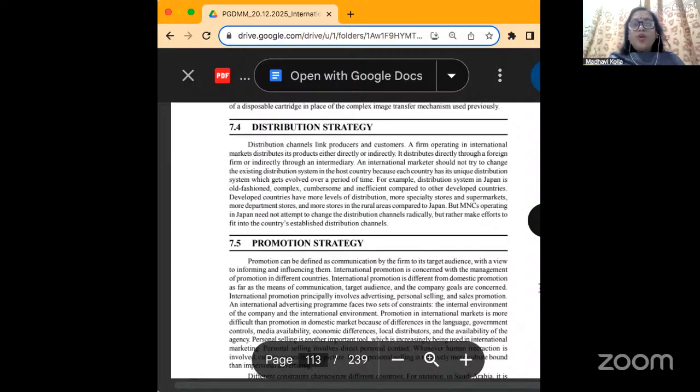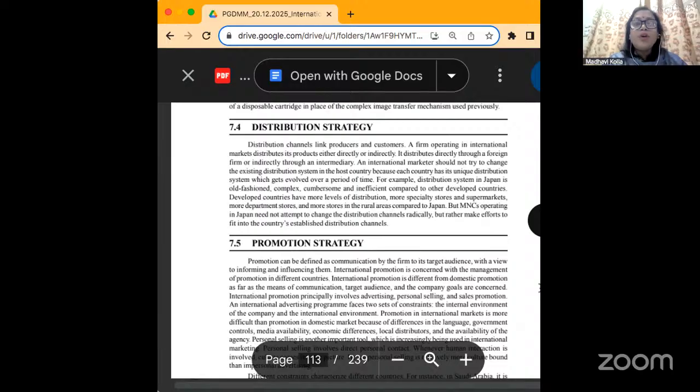We have already talked about the intermediaries in the previous lesson, when we spoke of both indirect intermediaries and direct intermediaries. Indirect intermediaries are those who are based in your home country, and direct intermediaries are those which are hosted in the host country or the country of international supply. An international marketer should not try to change the existing distribution in the host country, because each country has its own unique distribution system, and that gets evolved over a period of time.